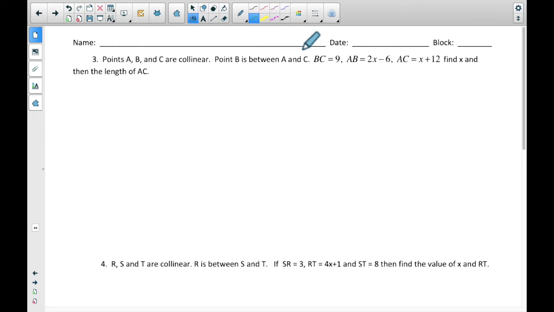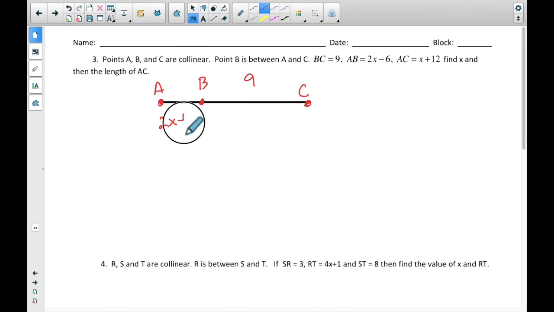More examples on this page, but this time they don't have a diagram, so we have to draw a diagram. Points A, B, and C are collinear. I don't know which one's which yet. Point B is in between A and C, so B is here, A is here, C is here. BC is 9. AB is 2x minus 6. And the whole thing is x plus 12. Find x, and then find the length of AC.